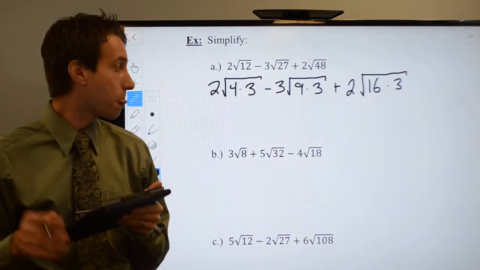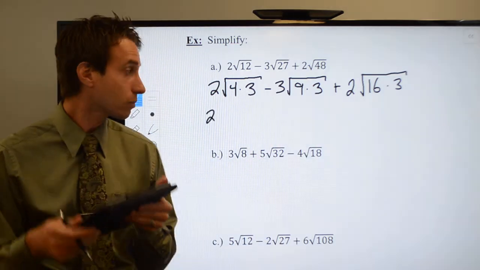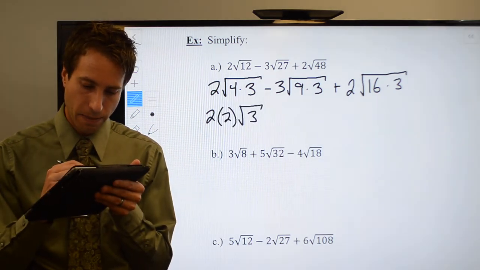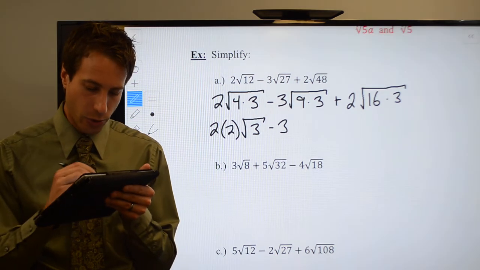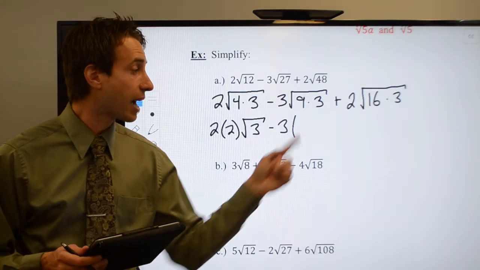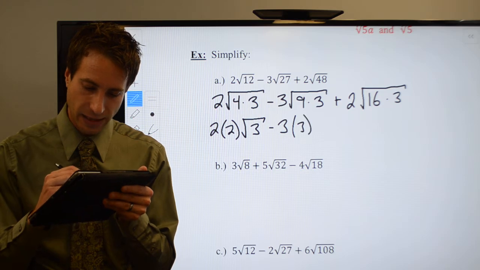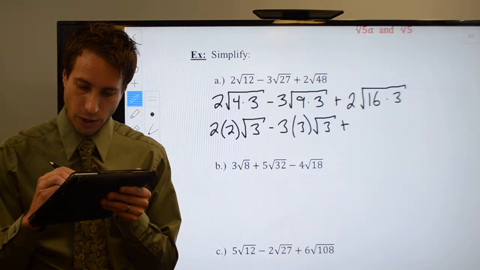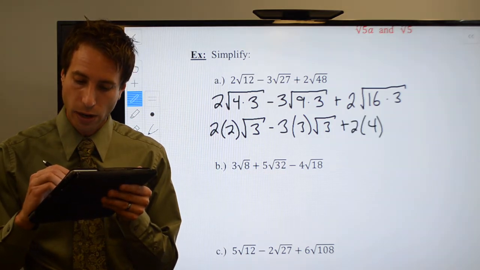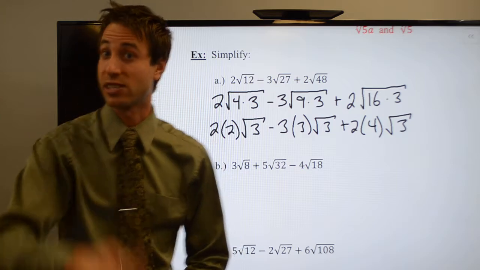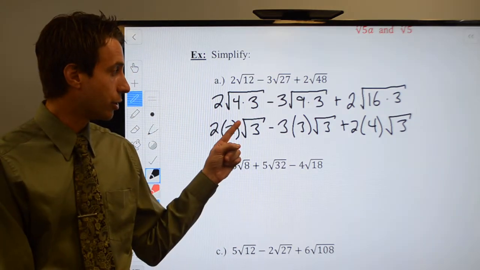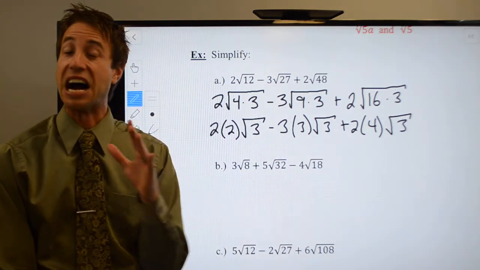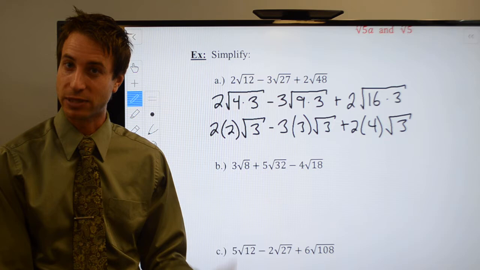Let's go ahead and take care of that. So that means I now have 2 times, square root of 4 is 2, and I have the square root of 3, minus 3 times, square root of 9 is 3, and I still have the square root of 3, plus 2 times, square root of 16 is 4, and I still have the square root of 3. And do you see what happened here? Look at this. 2, 2, 2, 3, 3, 3. These are now like terms.